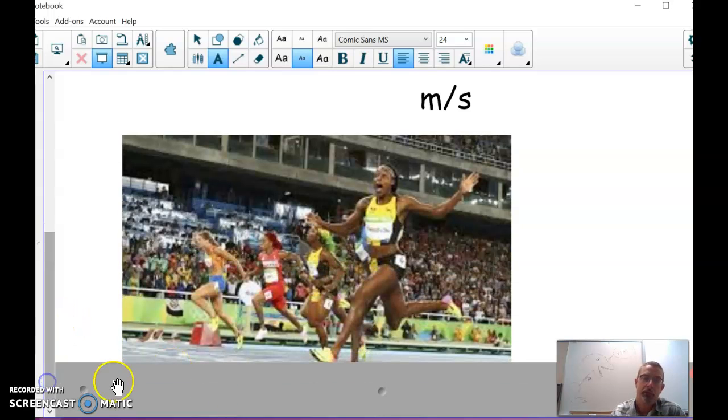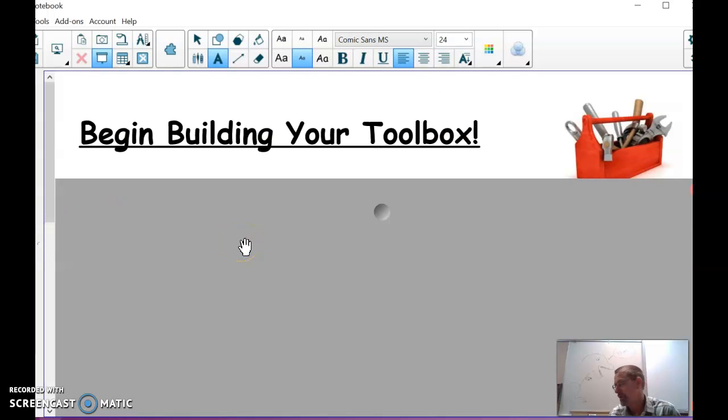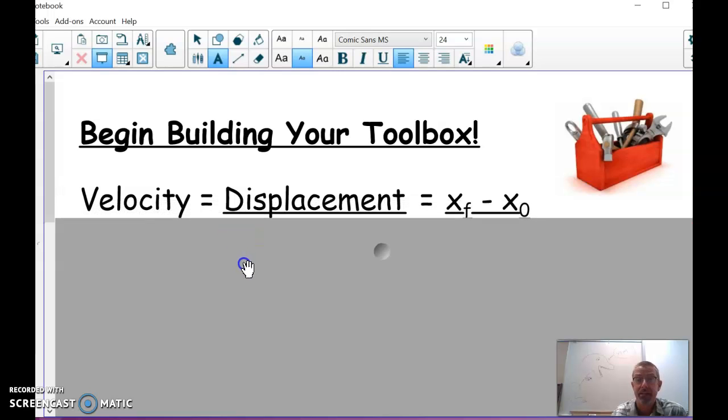So we're going to talk a little bit about velocity here. And what we're going to start doing is building what I would describe as your toolbox. It's going to be a toolbox of equations, because we're going to need to grab the right tool for the job. I'm not going to use a hammer to try to unscrew a screw. I'm not going to use a C-clamp to screw in a screw. I'm going to use the right tool for the right job. I'm going to use the right equation for the problem that's necessary.